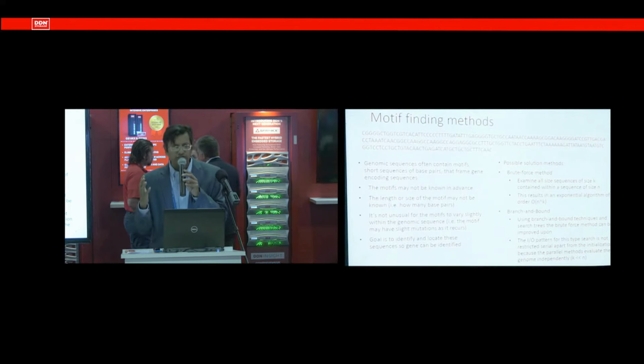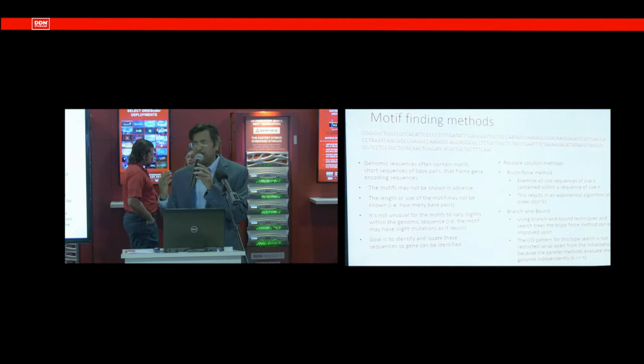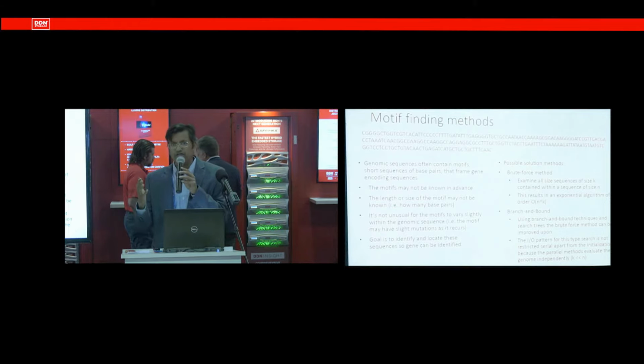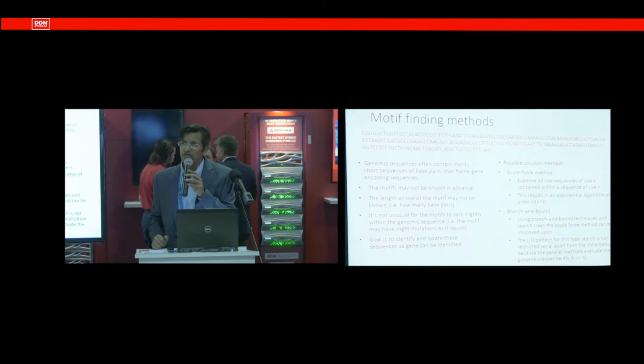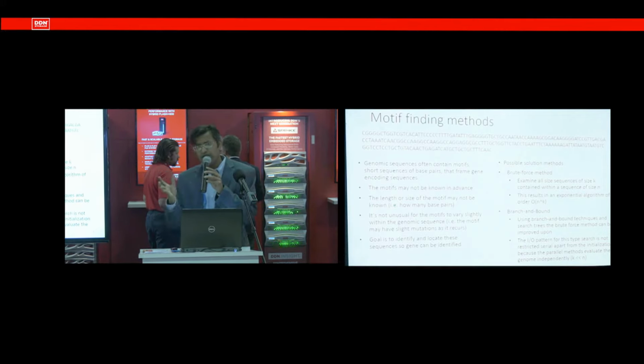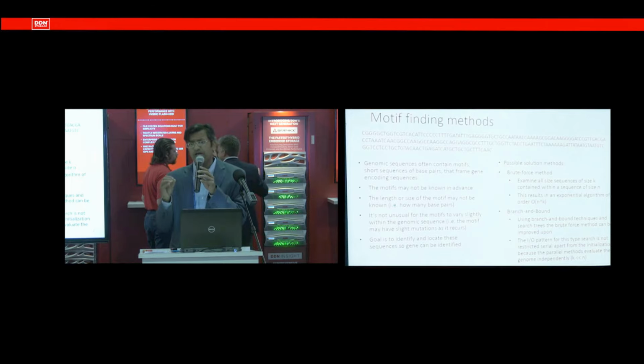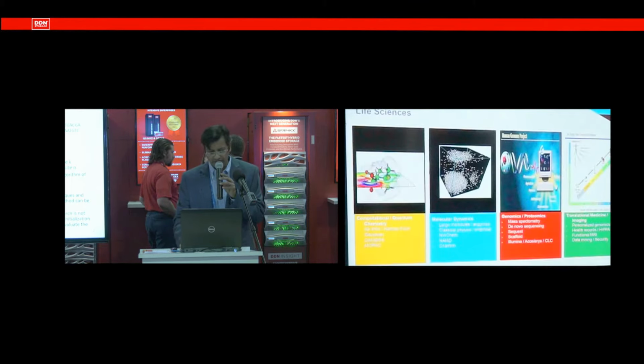You may have heard of this new technology called CRISPR, where you can edit genes and modify genes. Again, the identification was also based on, and discovered from, motifs. These are very interesting, both compute and I/O intensive methodologies that are used.